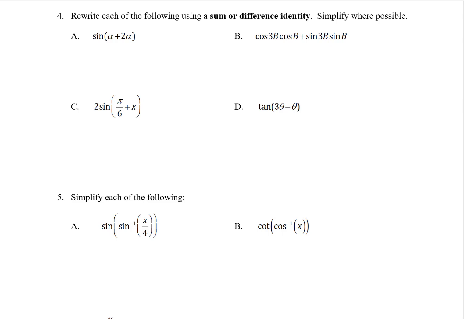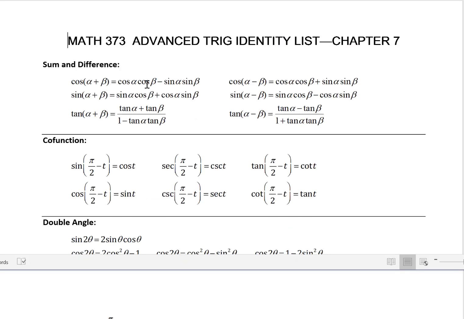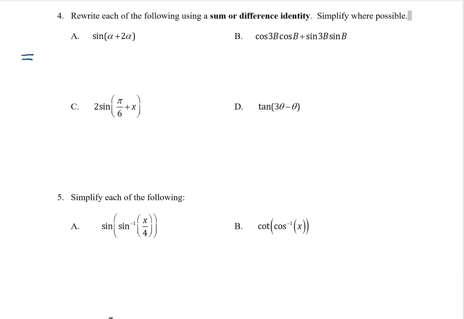Problem number 4, we want to take each expression and rewrite it using a sum or difference identity. So when I look at this in letter A, I see sine of something plus something. Let's remind ourselves of those key identities. Sine of something plus something, here it is: sine first cosine second plus cosine first sine second. And so I'll go ahead and apply that.